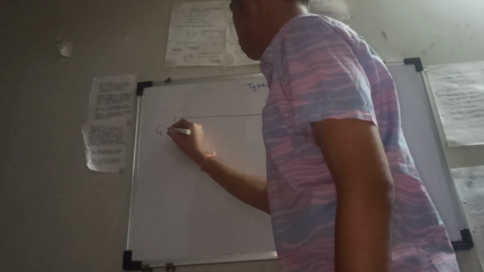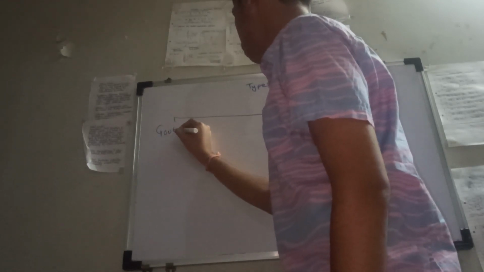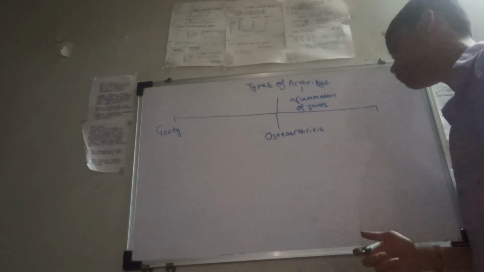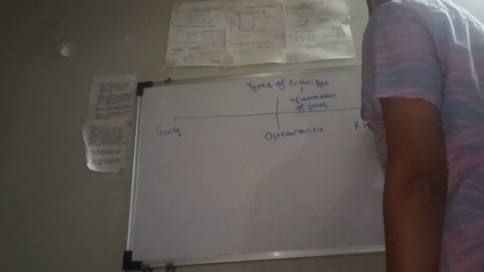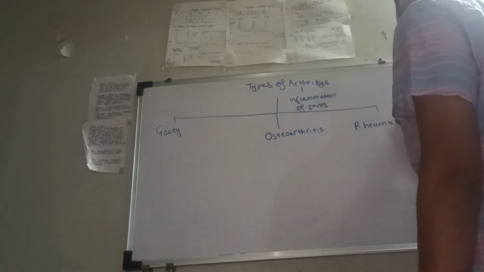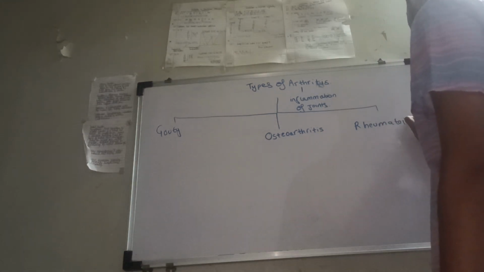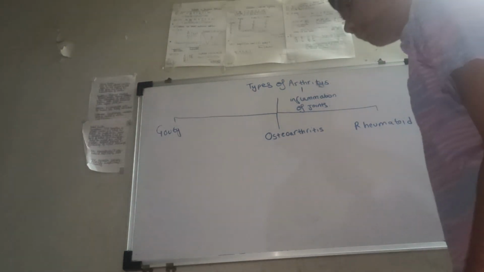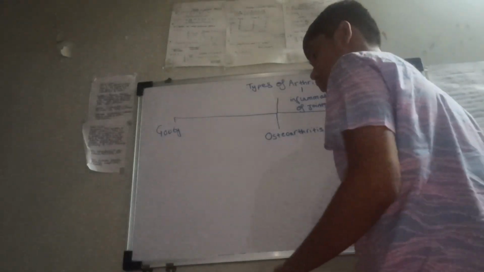Start from here, it's a short one, gouty arthritis, and on this side it's the osteoarthritis. Yes, it's good. Then on this side, it's the rheumatoid arthritis. So first we will start with the gouty arthritis.